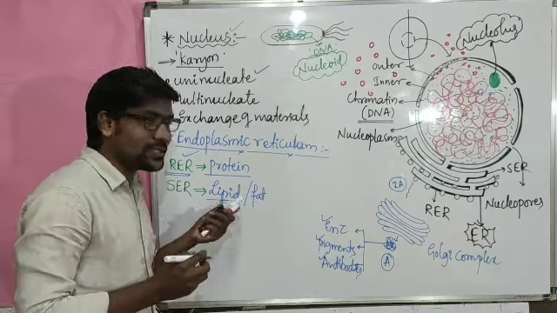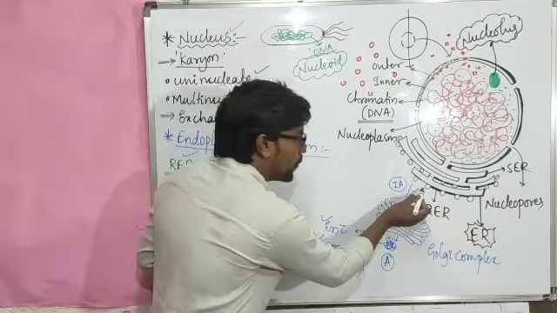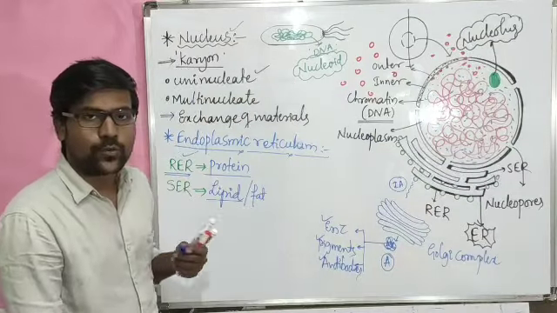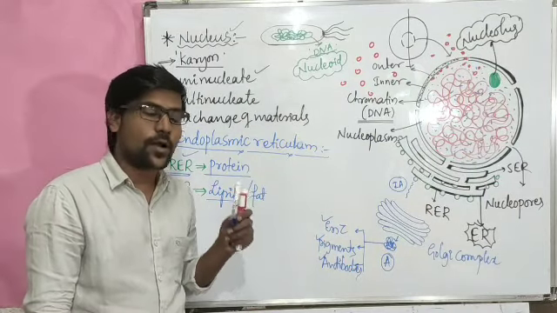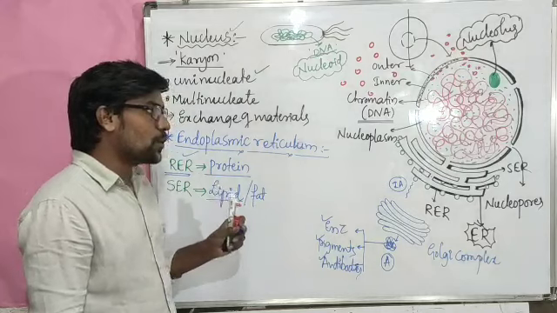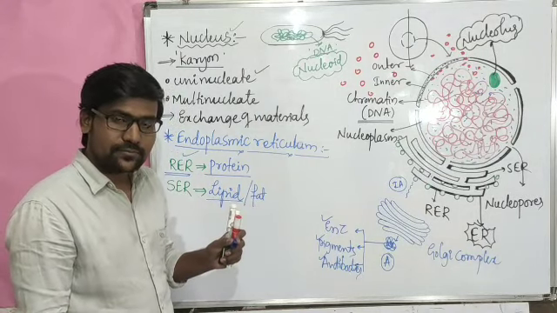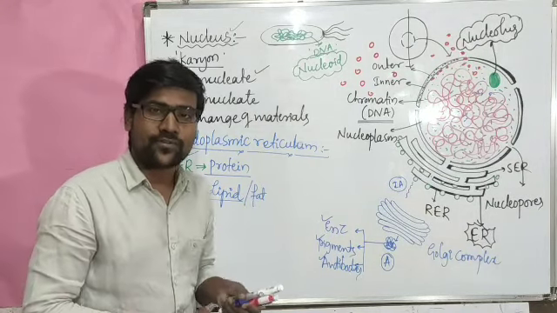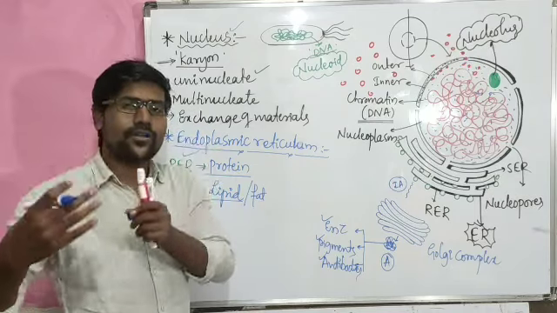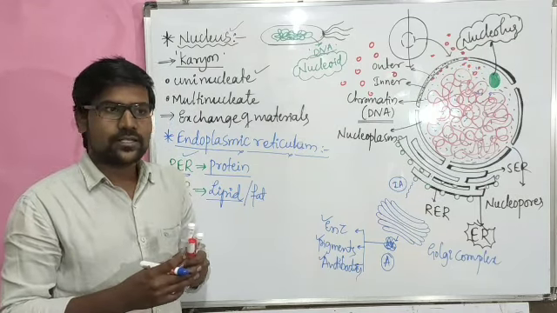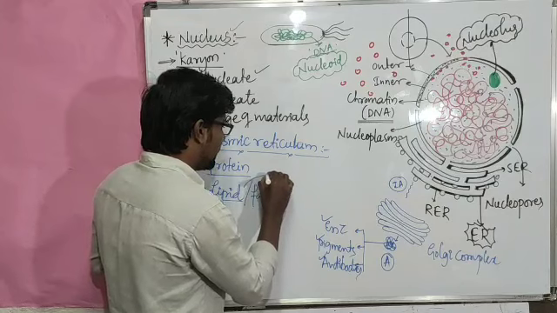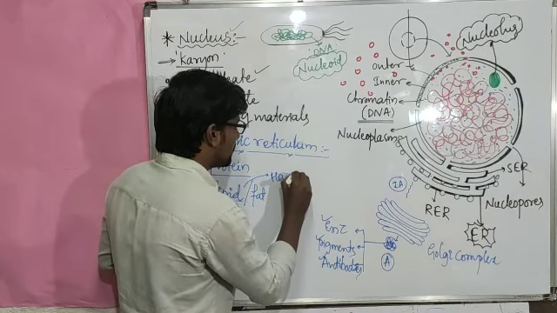So when the rough ER produces the protein, this produces the lipid. Just as I told you, both are the structural components, major components. So these produce lipids. A little bit they will undergo modification and they are involved in different works. Say for example, they help in the formation of hormones.